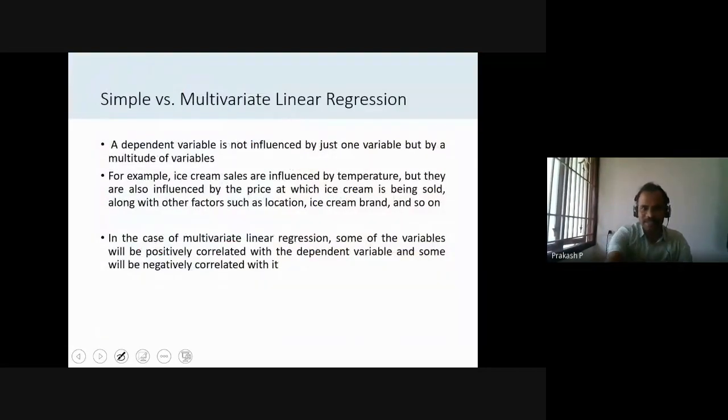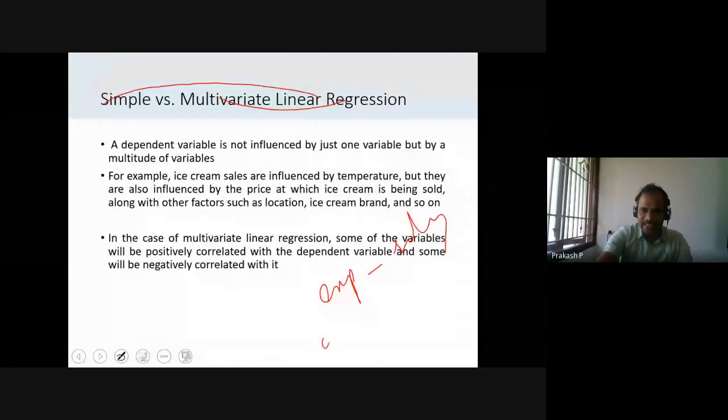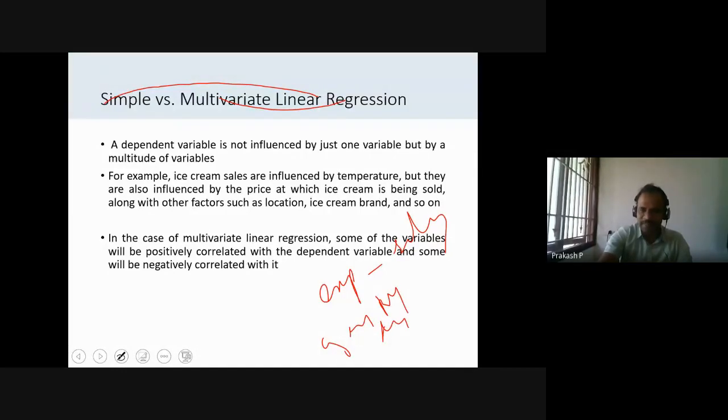Right? There are simple linear regression and multivariate linear regression. As I said, only experience and salary matters. We can call it simple. Age, experience, the place which we are working, the designation, the degree which we have, all these make it multivariate linear regression.